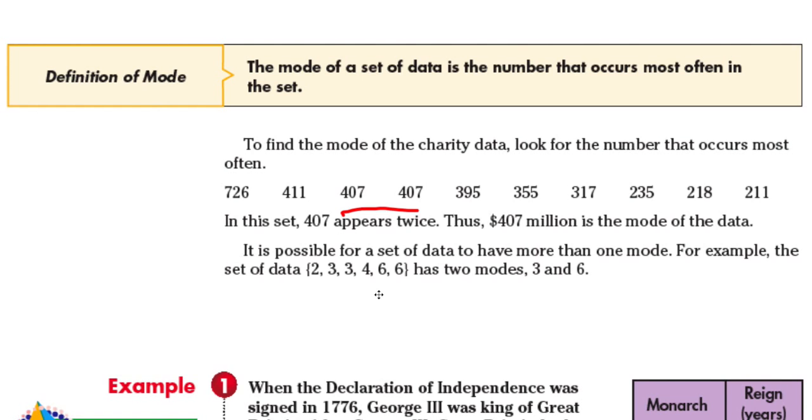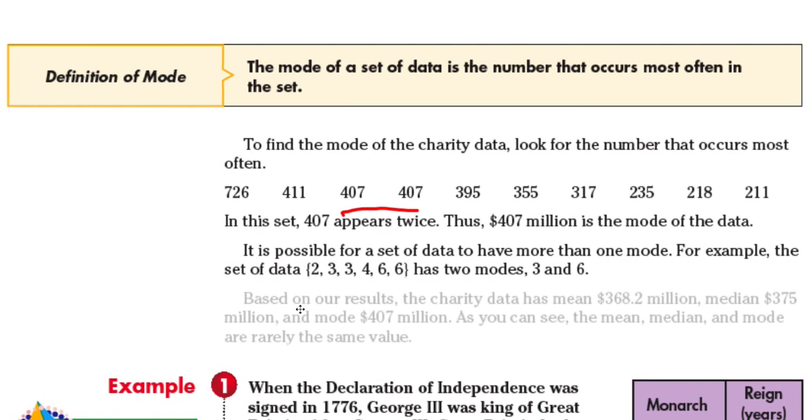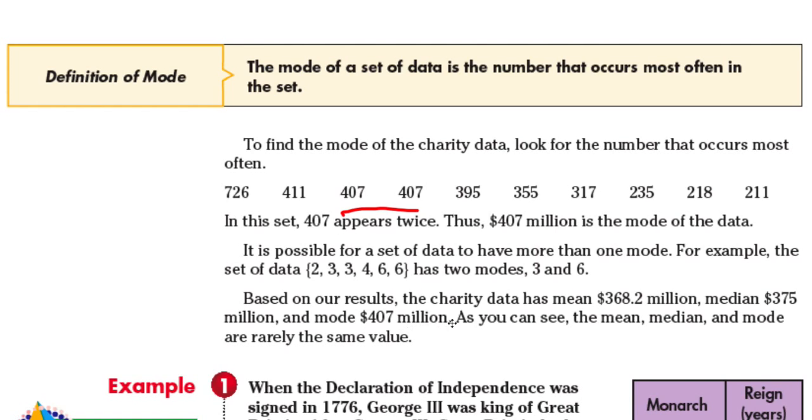Okay, and based on results on the charities, data has $368.2 million as the mean. The median is $375, and the mode is $407 million. And as you can see, the mean, median, and mode are rarely the same value.